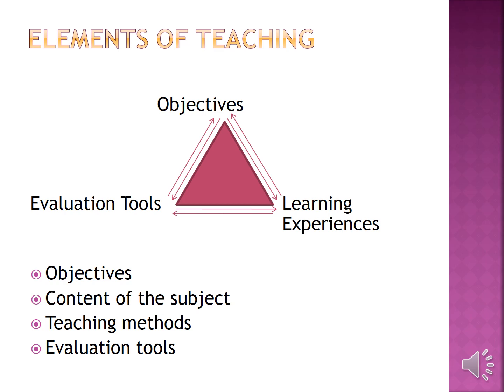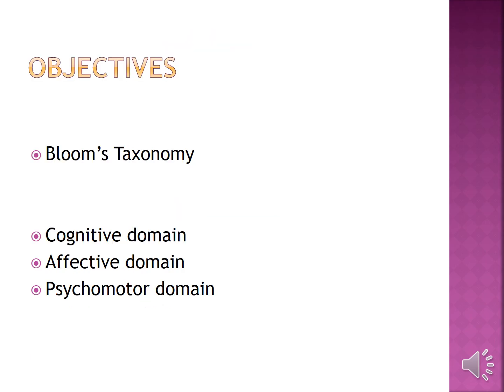So these are basically four elements, roughly. There are n number of things as far as these elements and sub-elements are concerned. Basically, we are going to focus on only one at a time. Today, we are going to focus on the objectives only. Now, these objectives are given by Dr. Benjamin Bloom. So this is called Bloom's taxonomy.